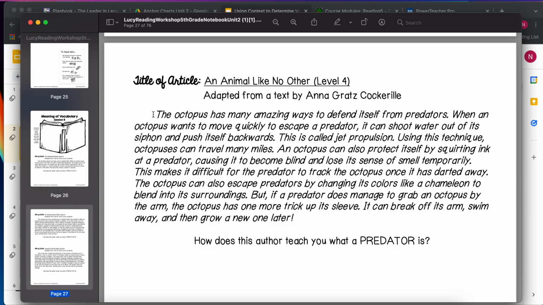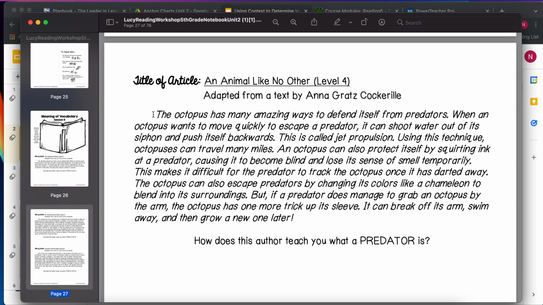The octopus has many amazing ways to defend itself from predators. When an octopus wants to move quickly to escape a predator, it can shoot out of its siphon and push itself backwards. This is called jet propulsion. Using this technique, octopuses can travel many miles. An octopus can also protect itself by squirting ink at a predator, causing it to become blind and lose its sense of smell temporarily.